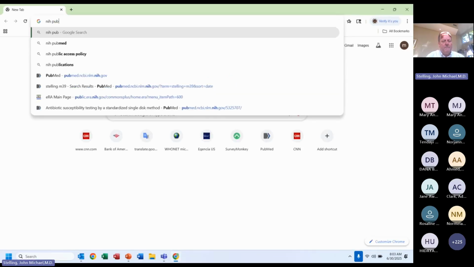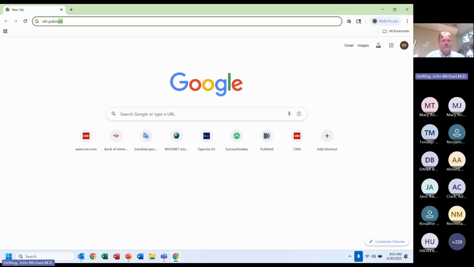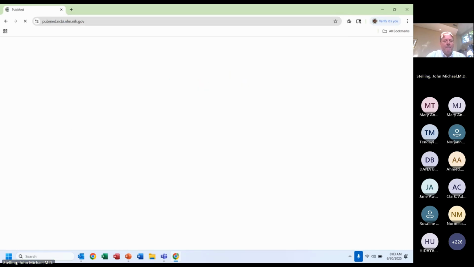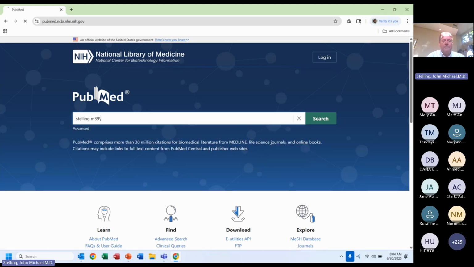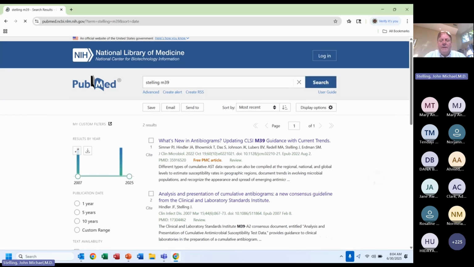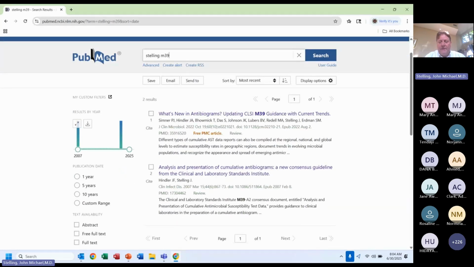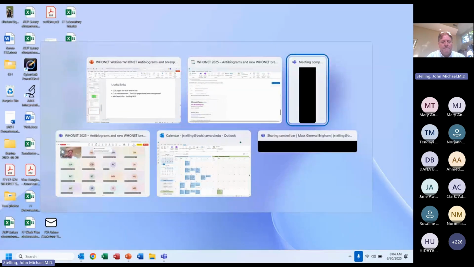PubMed. Oh, no, I didn't mean to do NIH, just PubMed. My name is not a common name. So if I put Stelling, M39, yeah, that's what I was showing. You can see these two publications, so it's easy to find these published recommendations. Okay, good. So I'm going to stop sharing. No, I'm going to close PubMed, go back to my PowerPoint.